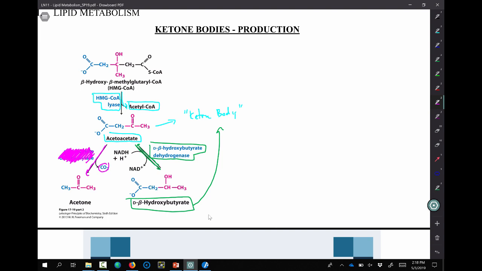Untreated diabetes will be the same way. In fact, we're going to look at untreated diabetes here in a moment. Any questions though on ketone bodies and ketone body production?